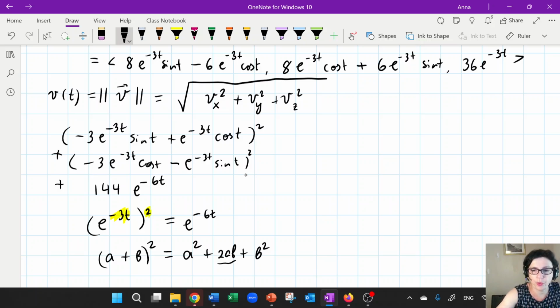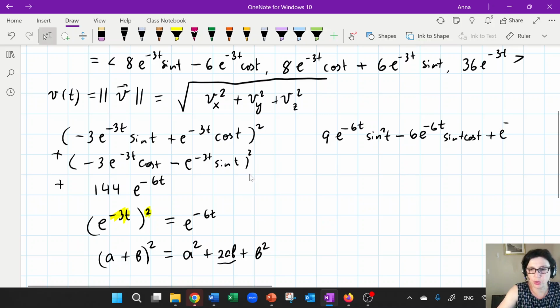Okay, so first square. That becomes 9 e to the negative 6t sine squared. Then plus 2ab, so that'll be minus 6. Now, e to the negative 3t multiplied by e to the negative 3t is the same as e to the negative 3t squared, which is e to the negative 6t. And then we've got sine t cosine t. Then we will also square the last term, e to the negative 6t cosine squared.